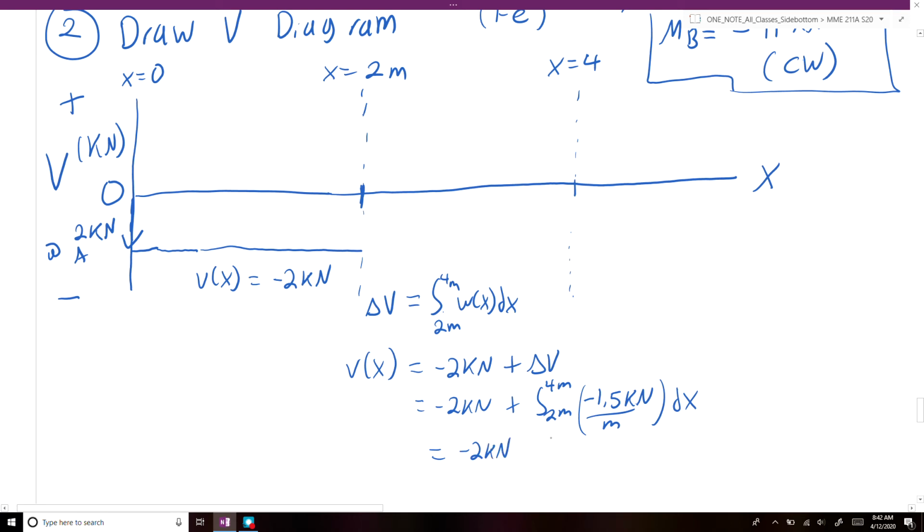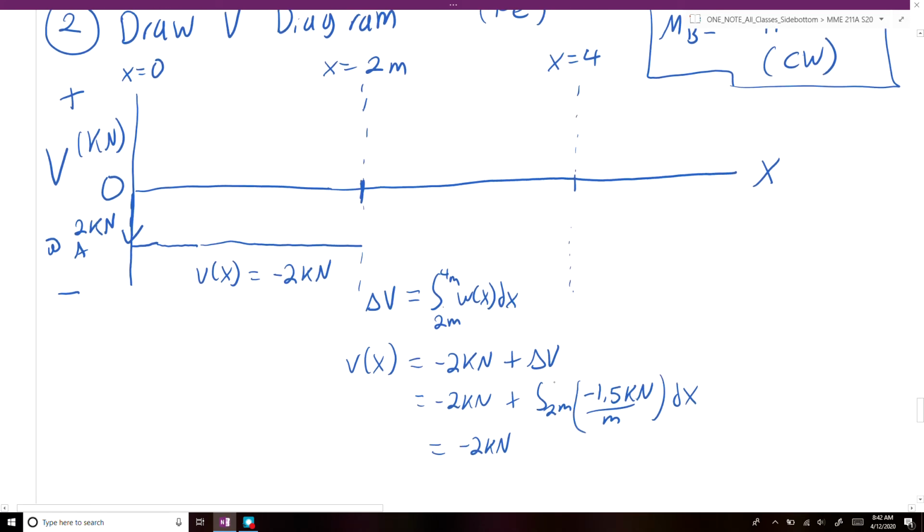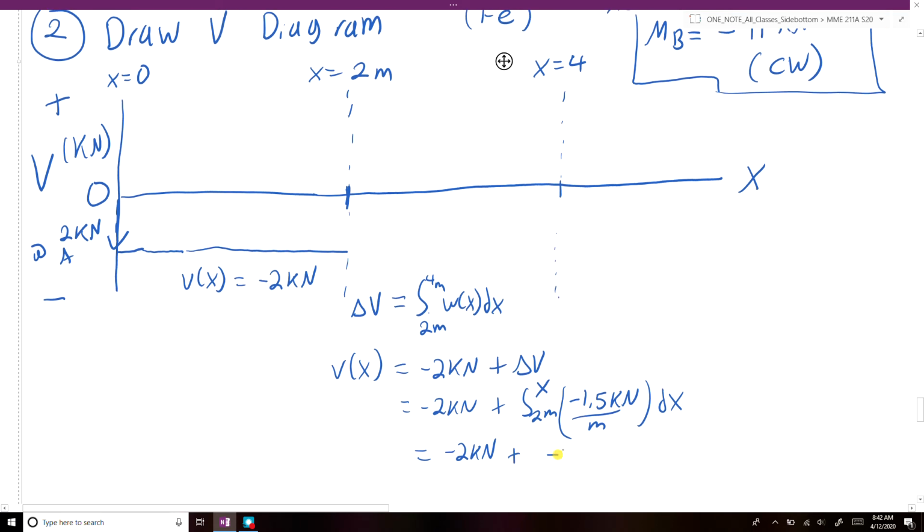And then what I'm going to do here is, instead of saying from 2 meters to 4 meters, I should have written just x. So 2 meters to x, or wherever we want to stop this section. So in that case, we'll get minus 1.5 kilonewtons per meter, which is just a constant, times x, minus 1.5 kilonewtons per meter times 2 meters.